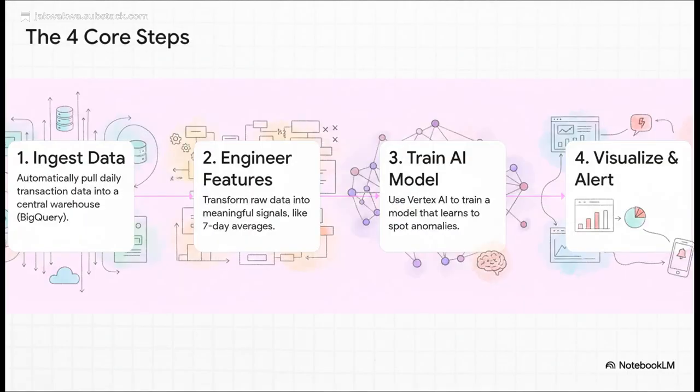So if we boil it all down, the entire process was really just these 4 steps. 1, get the data. 2, clean it up so the AI can understand it. 3, train the AI to find the weird patterns. And 4, show those results to a human being with a simple dashboard and an alert. That's it. That's the whole end-to-end system.